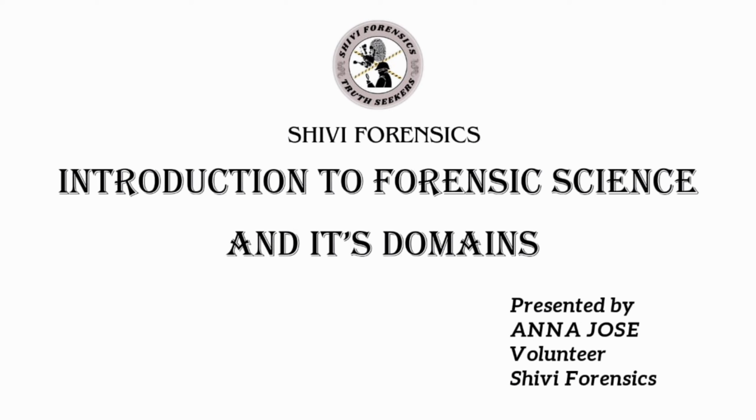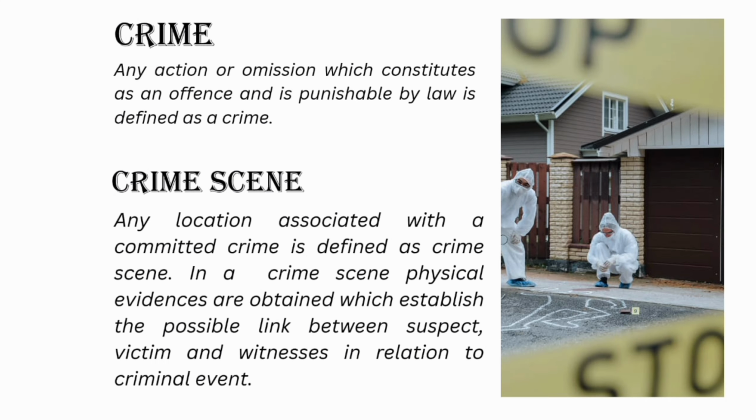Today we are going to discuss the topic Introduction to Forensic Science and its domains. Before we begin, we need to know what a crime and a crime scene mean. Any action or omission which constitutes an offense and is punishable by law is defined as a crime, whereas any location associated with a committed crime is defined as a crime scene.